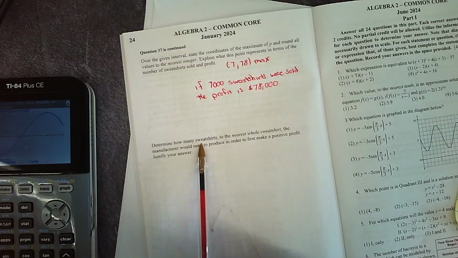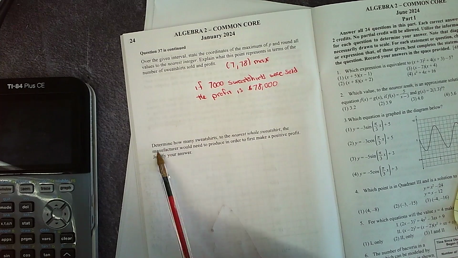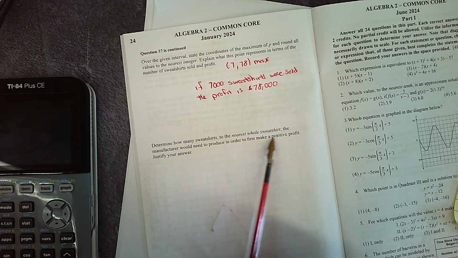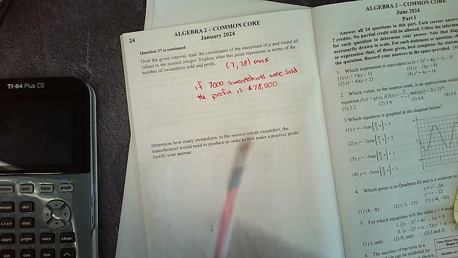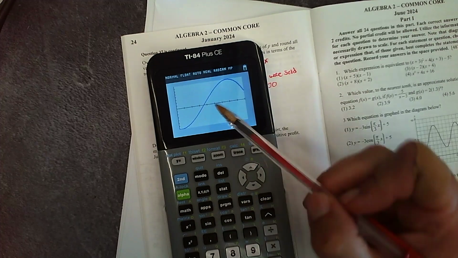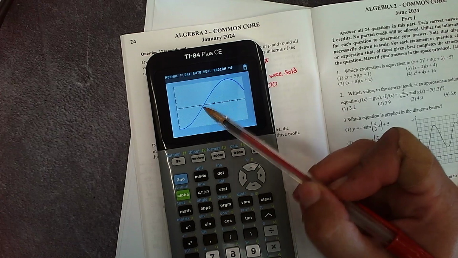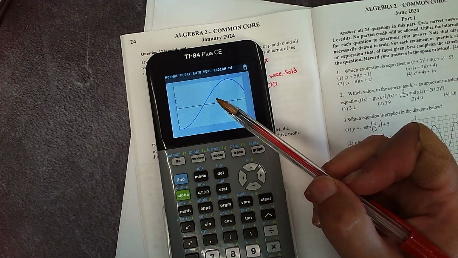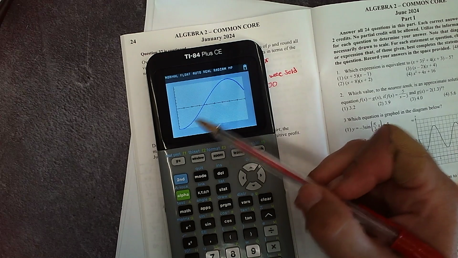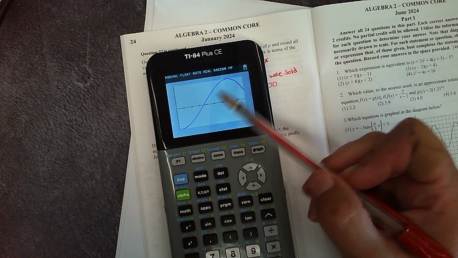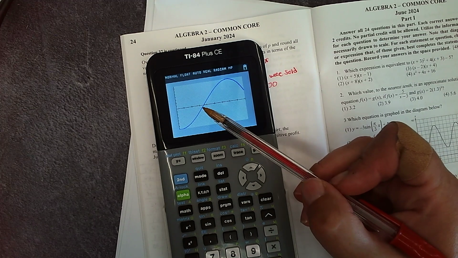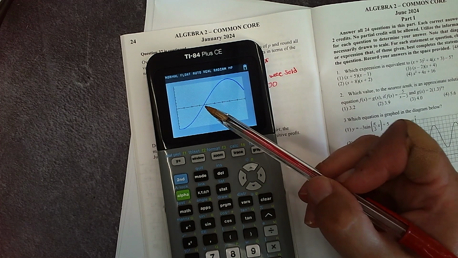Determine how many sweatshirts to the nearest whole sweatshirt the manufacturer would need to produce in order to first make a positive profit. Okay. Justify your answer. So, positive means it's got to be above the zero, okay? So I need to figure out where that happens. This means they're losing money. This means positive profit. They're making money. So I need to know that spot. That's the zero. Wherever something hits the x-axis is called the zero.